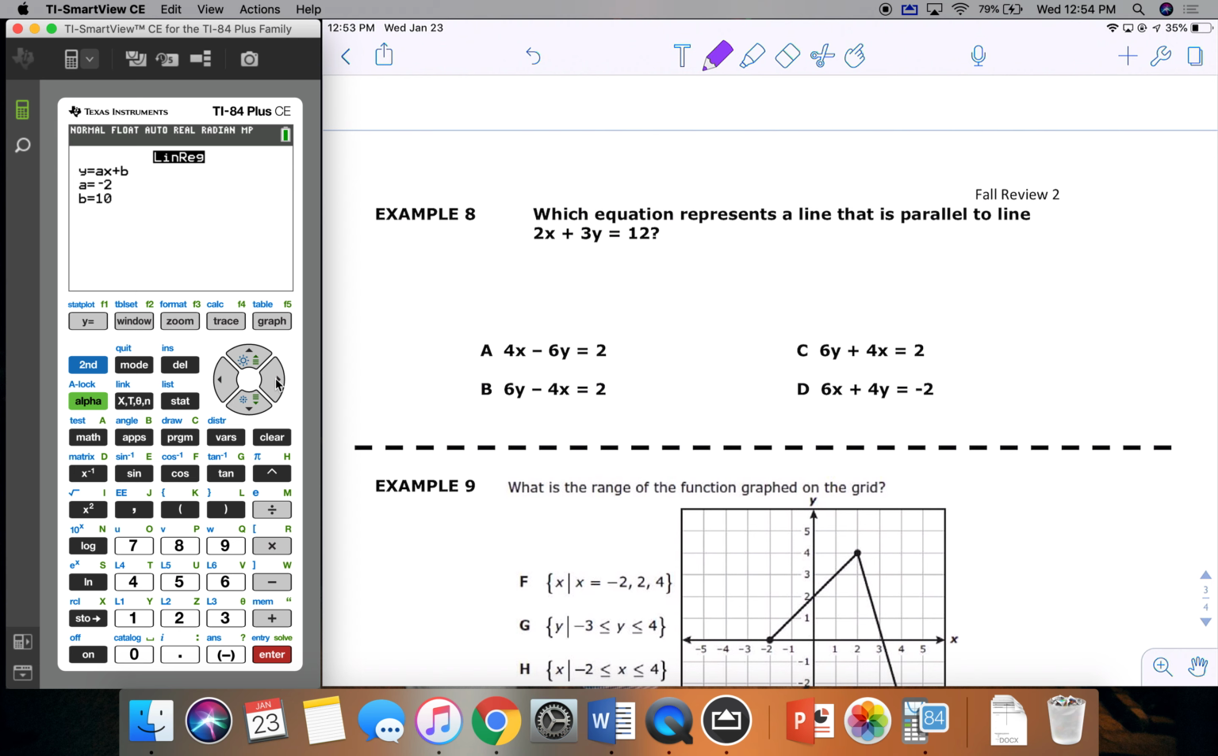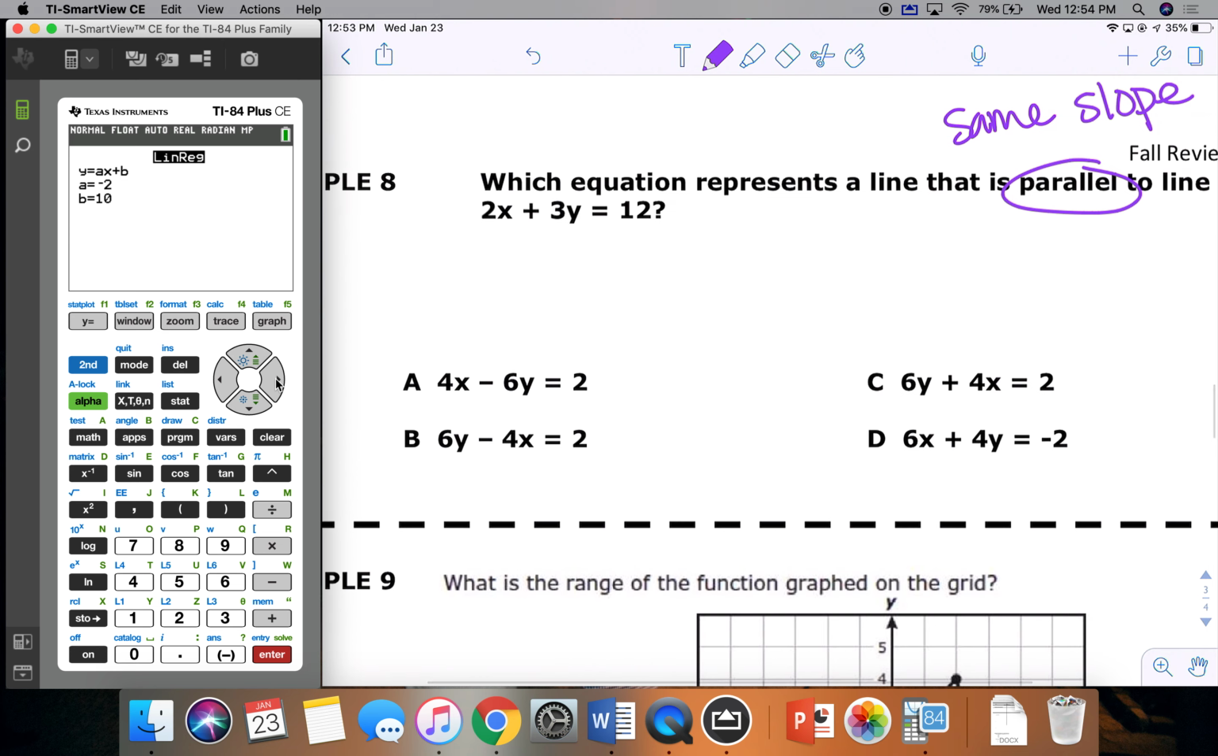Example 8, what is parallel to this line? So parallel means it has the same slope. So what I'm going to do is just solve for m. So I'm really just looking at the m's, the y's and the m's. So here my slope is -2/3. Remember, m is whatever's in front of x. So all I'm doing is getting y by itself and looking at what's in front of x.